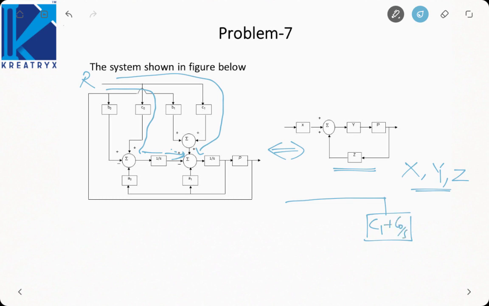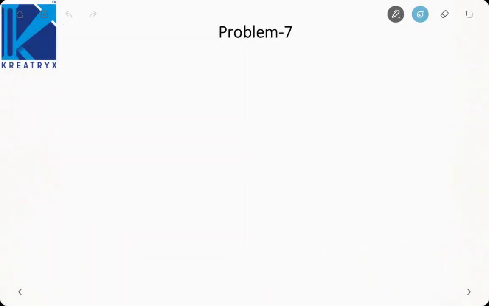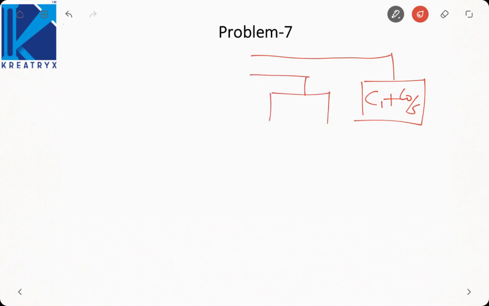Similarly here, this C signal is coming. It is going from here to here like B0 by S, and it is going here directly B1. So I can combine this signal also. So let us draw it on the other page. R is coming. It is going through two paths, one is C1, other is C0 by S. Similarly, output is coming. It is going through two paths, B1 and B0 by S. Now output of these two paths is getting added.